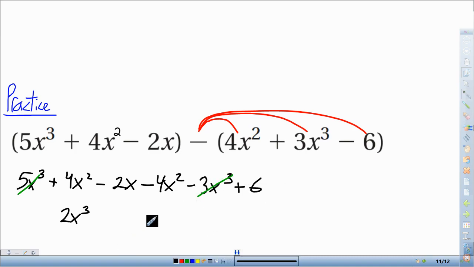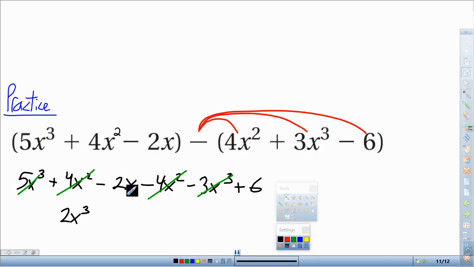Okay, moving down the line, now I'm looking for any x squareds. Looks like I do have multiple x squareds. Here's the thing. What's a 4x squared minus 4x squared? 0. Okay, they're gone. They eliminate one another. All right, so 4x squared minus 4x squared, they're gone. We don't even need to write the 0.